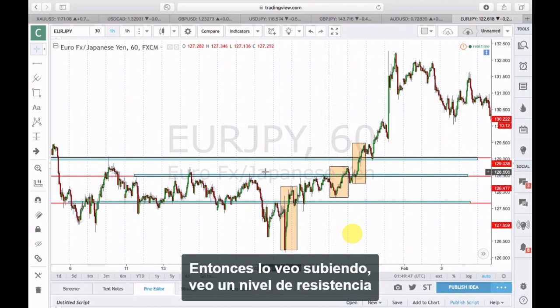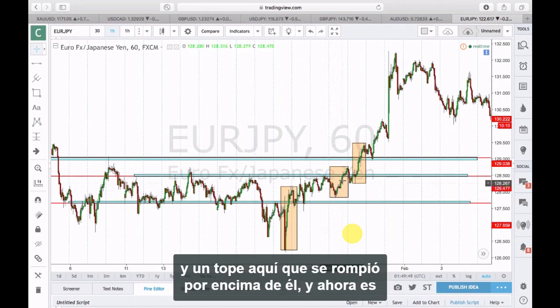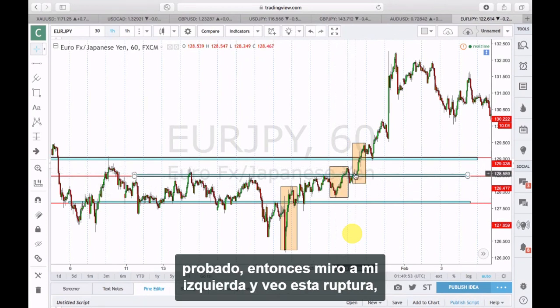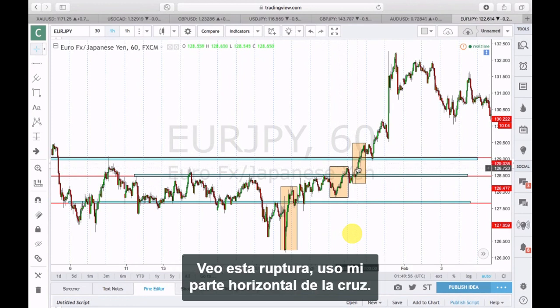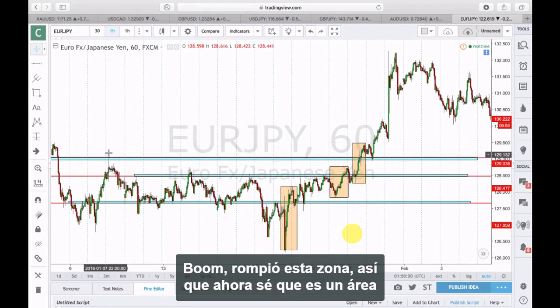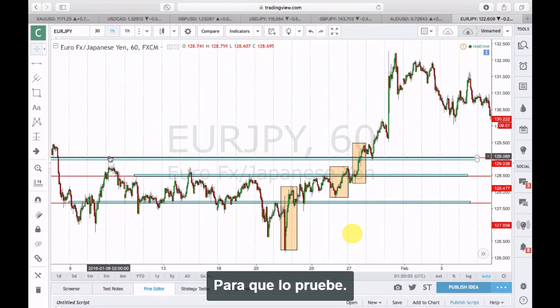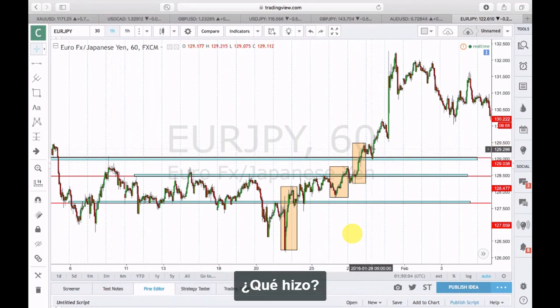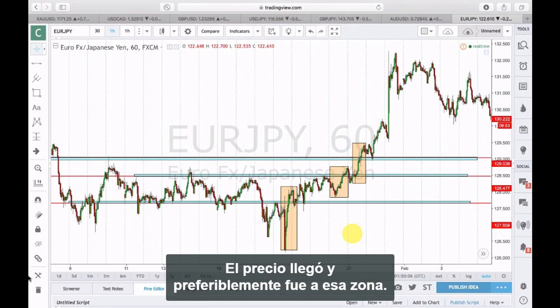I see a level of resistance and a ceiling here that it broke above. It broke above it, and now it's testing. Then I look to my left and I see this break. I use my horizontal part of the crosshair. Boom, it broke this area. So now I know this is an area for it to test. What did it do? Price came and perfectly went to that area.